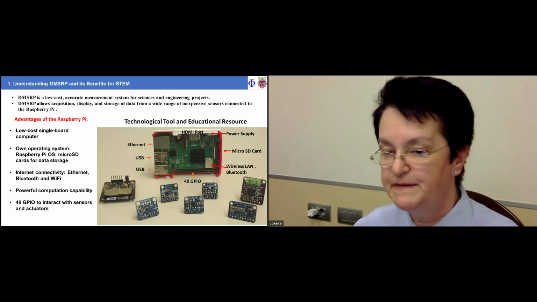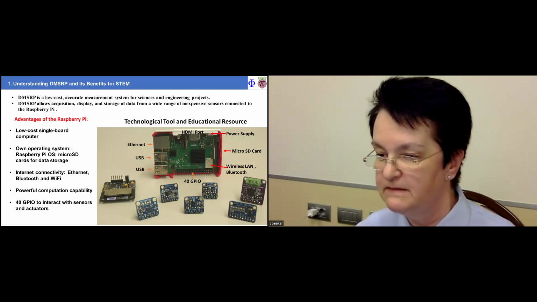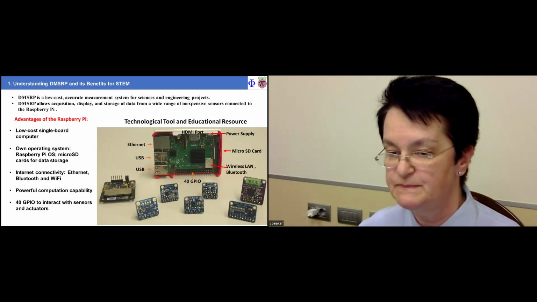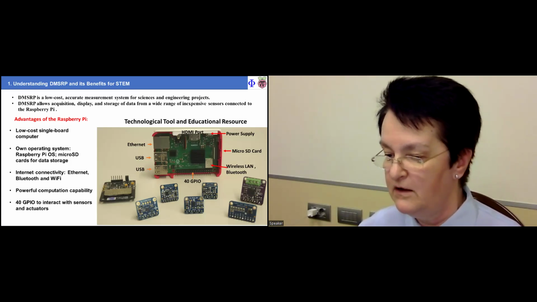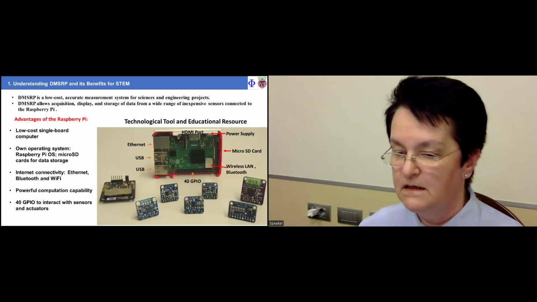So the DMSRP is a low-cost accurate measurement system for science and engineering projects, which allows acquisition, display, and storage of data from a wide range of sensors.